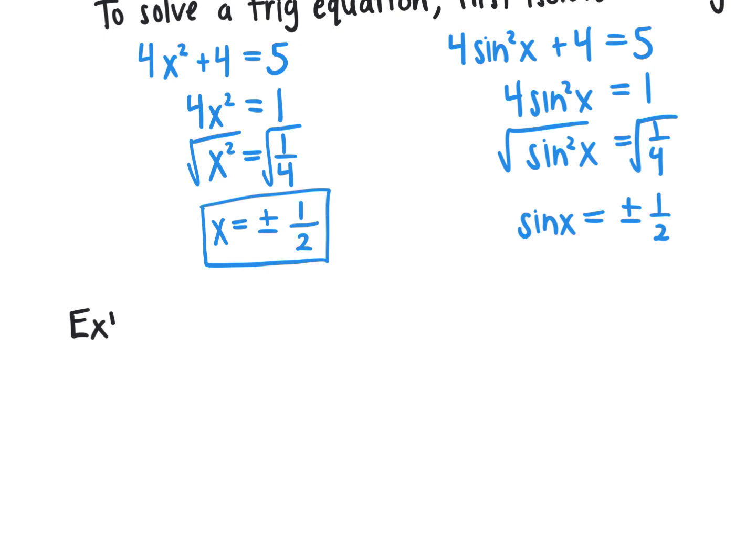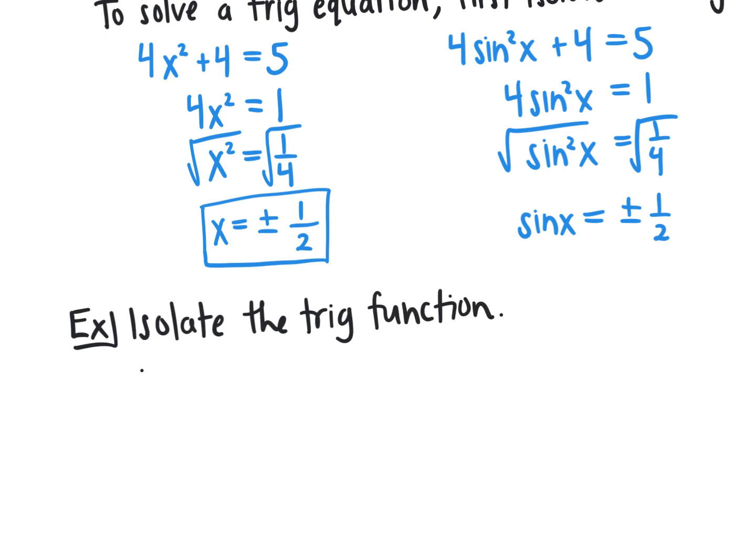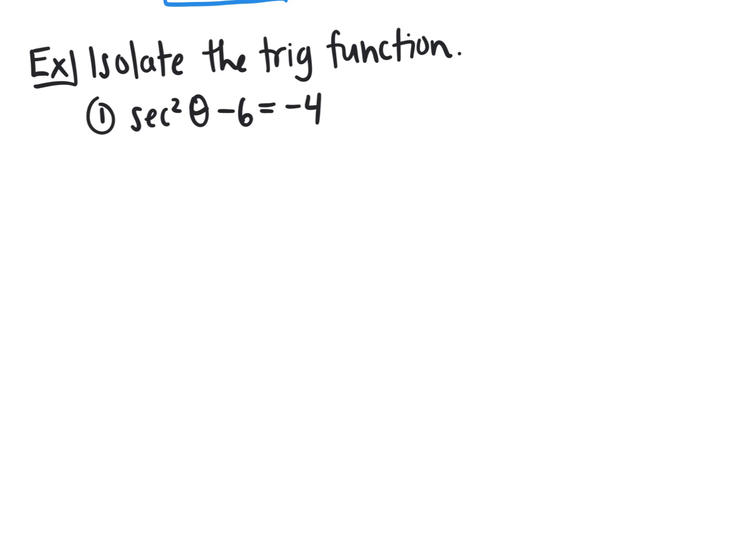Example: isolate the trig function. Number 1, secant squared of theta minus 6 equals -4. So my first goal is to get the secant squared thing by itself. I'm going to add 6 to both sides. I get secant squared theta equals -4 plus 6, which is 2.